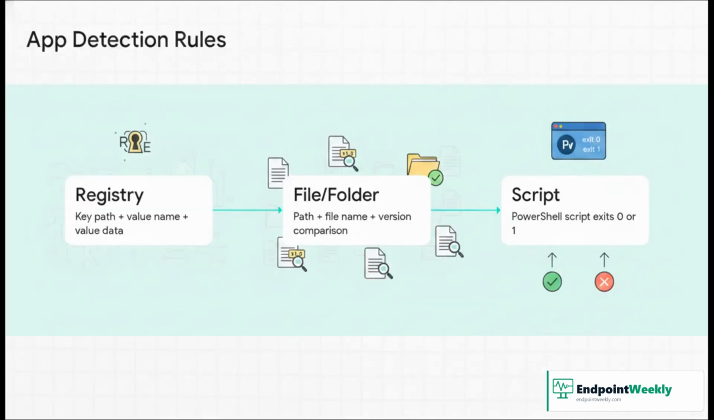When you're deploying packaged Win32 apps in Intune, you have to define detection rules so Intune knows if the app is already installed. The exam will absolutely test you on these 3 specific methods. Number 1, you can check the registry for a specific key path and value. Number 2, you can check the file system for a specific file version. Or number 3, you can use a custom PowerShell script. With a script, an exit code of 0 means the app is detected, and 1 means it's not.